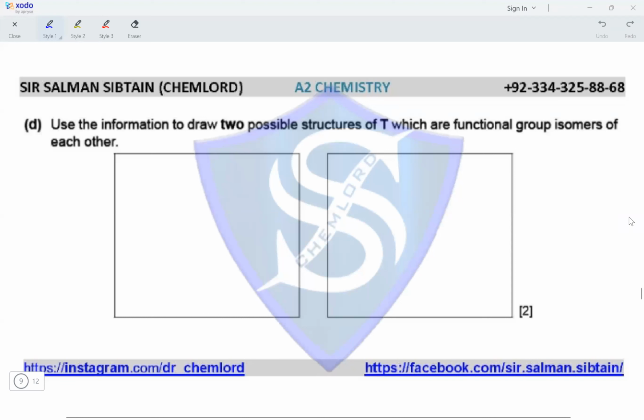Use the information to draw two possible structures of T which are functional group isomers of each other. Like already identified in the NMR spectrum, we can have the CH3 group next to a C double bond O group, or the CH3 group next to the aromatic ring. So in both these cases, we will have two different functional isomers of the same compound. So one thing is for sure, both of them will have a benzene ring, and the benzene ring will have two substituted groups present on it.